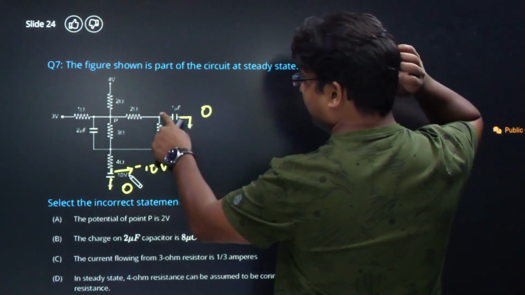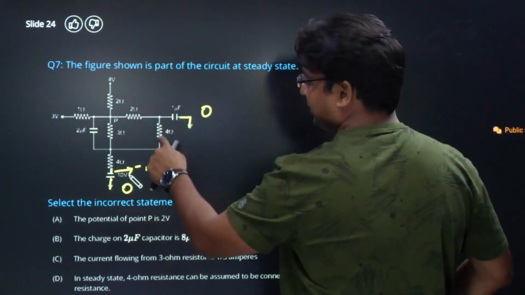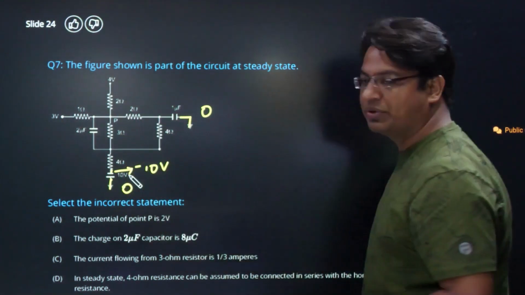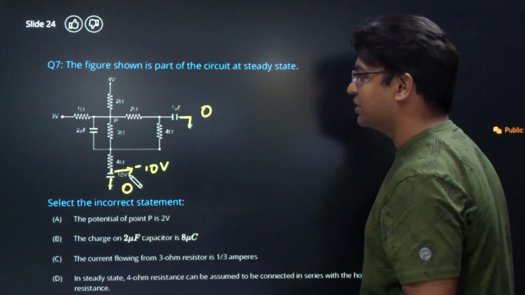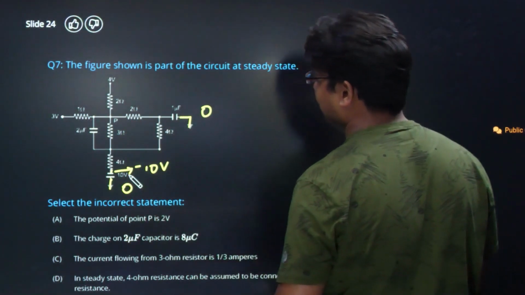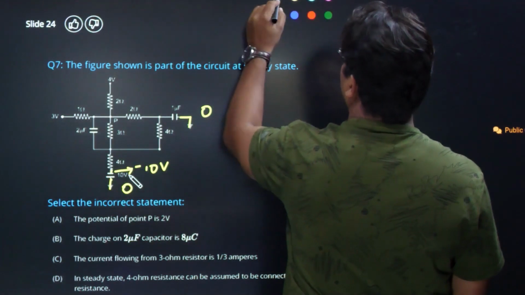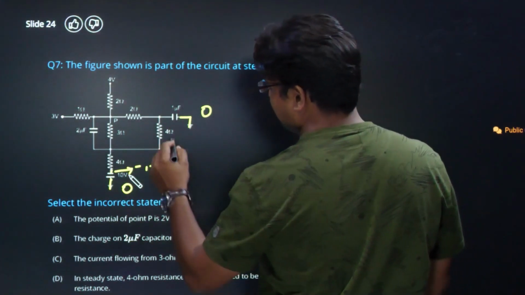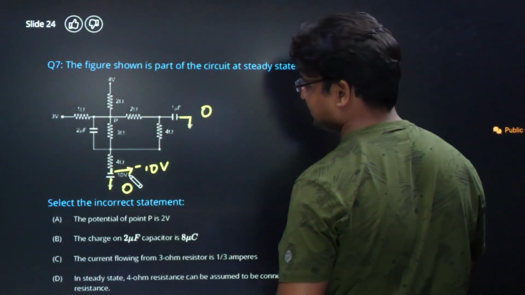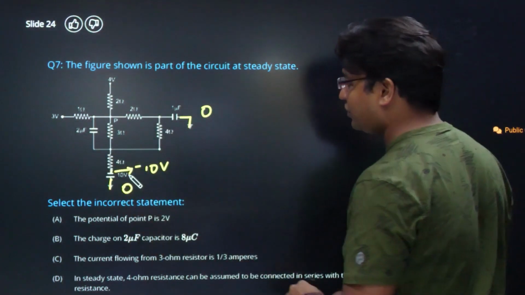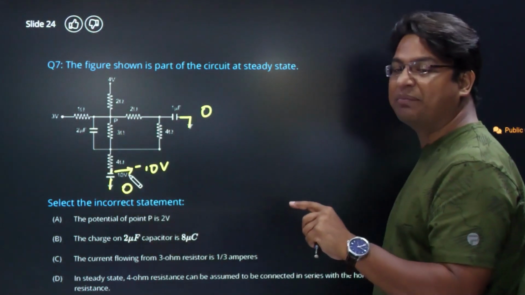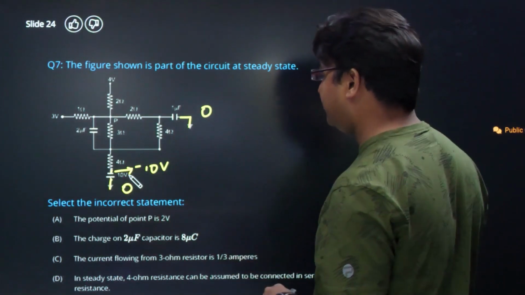See, there is no current flowing in this branch. So if there is any current coming in the 4 ohm resistor, it is going into the 2 ohm resistance. So I can consider these two as connected in series. So this 2 and this 4 becomes 6. And then this 6 becomes in parallel with the 3 ohm, so that becomes 2. 6 and 3 are parallel connected, equivalent value will be 2.